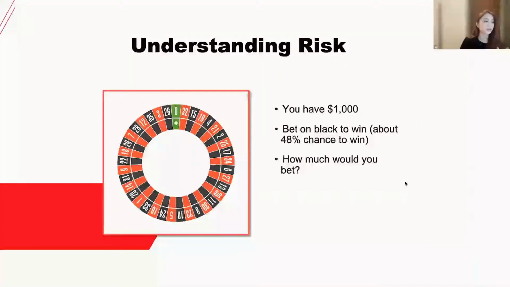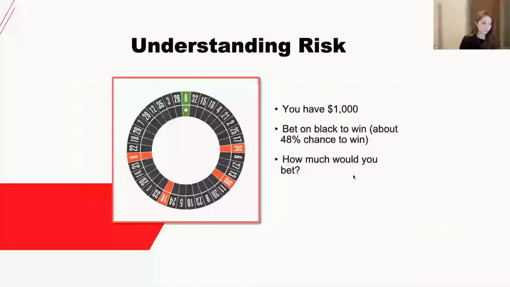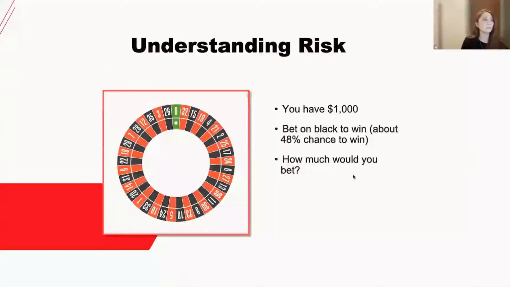For example, you have $1,000 and we are looking at a roulette. Bet on black to win, there's about a 48% chance to win. How much would you bet? It's a very simple math gambling question, right? So let's say we are betting on black and you have a 48% chance to win. How much would you bet?